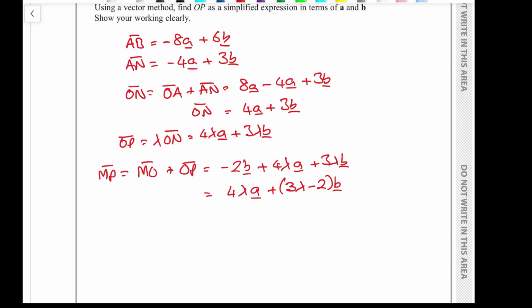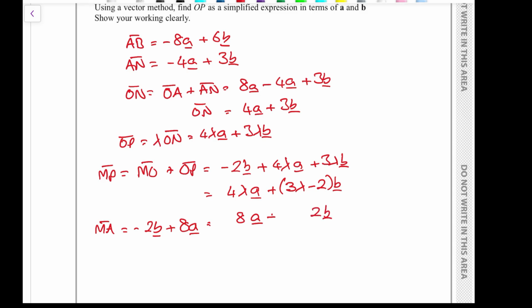Now again, I still don't know what lambda is, but I have an equation for MP. How is that helpful? Well, the reason that helps is if I also work out M to A, and M to A means I'm going to go the opposite way from O to M, so I'm going to do that back to front, so again, minus 2B, and then I'm going to go all the way along O to A, and so therefore I've worked out M to A. And just so I'm consistent, I'm going to write that underneath here as 8A minus 2B.